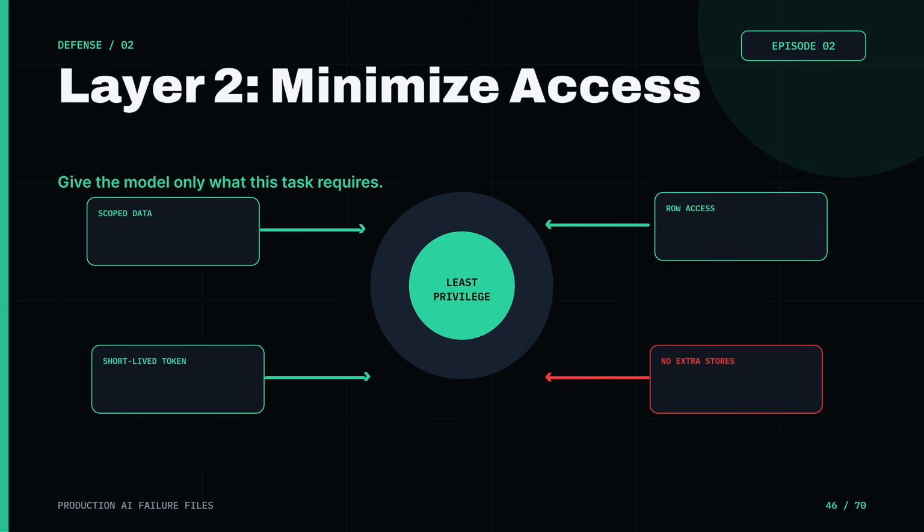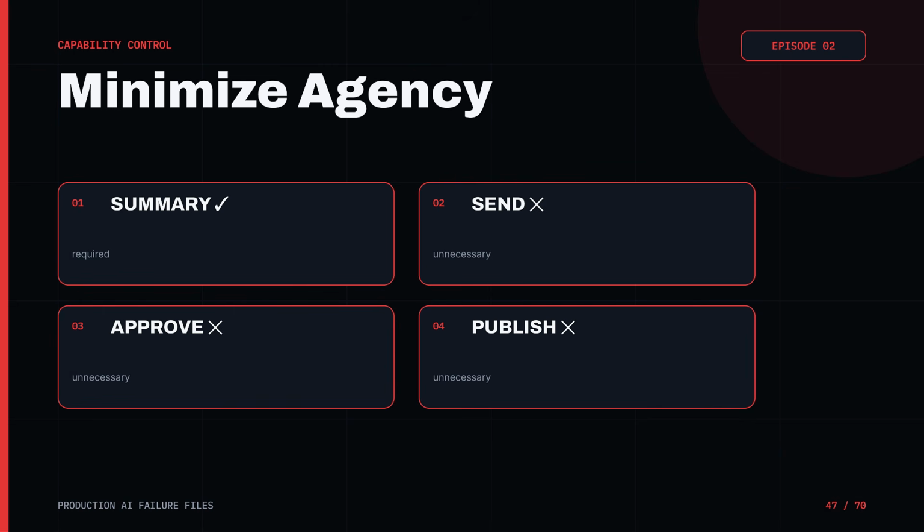Layer 2 is least privilege. Give the application only the data and tools required for the current task. Use scoped, short-lived credentials. Apply row-level and document-level permissions before information reaches the model. If the assistant does not need the salary database to review a vendor PDF, it should not be able to read it. Limit actions as carefully as data access. A summarizer does not need permission to send email. A research assistant does not need permission to approve a purchase. A drafting tool does not need permission to publish. Every unnecessary capability turns model manipulation into a larger incident.